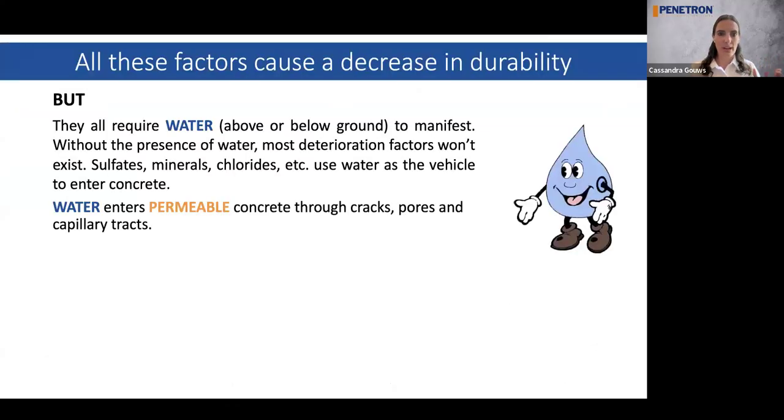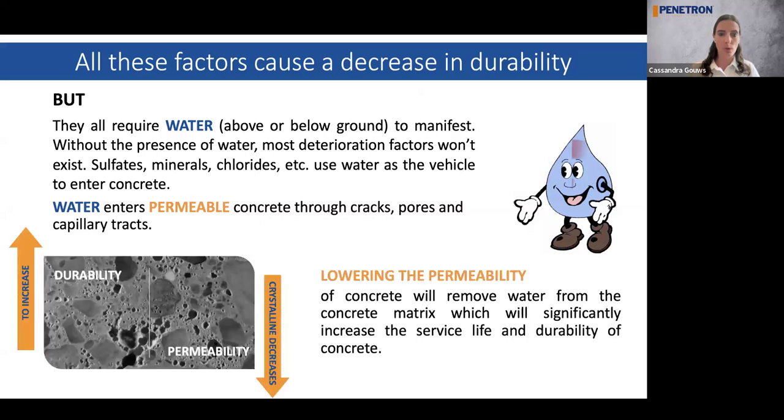So all of those factors happen as a result of water bringing in sulfates, minerals, chlorides, etc., that causes the deterioration. So now we know, all of you understand, that's the issue. So if we know the problem, what is the solution? We need to lower the permeability of our concrete. So we need to stop the water and harmful elements from getting into our concrete in the first place.